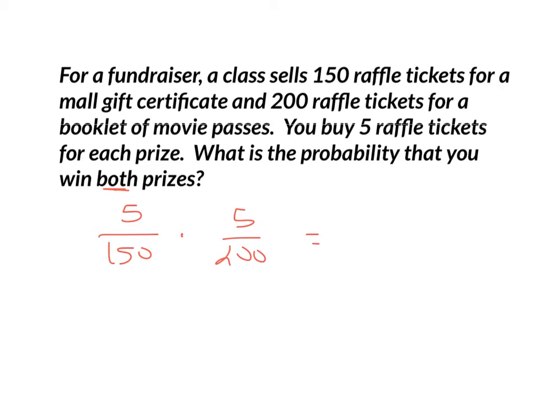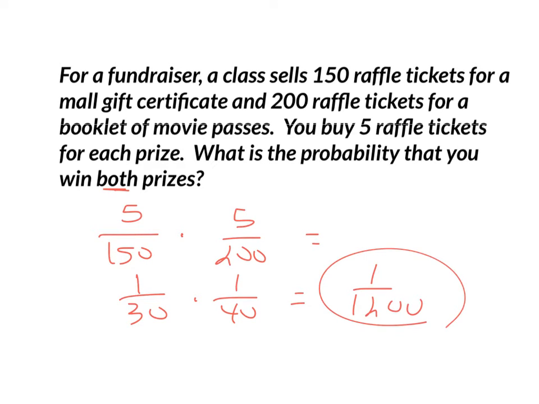And you just multiply your two probabilities together. I'm going to simplify them. That's 1 out of 30. That's 1 out of 40. So you really have 1 out of 1,200 chance of winning both, which is probably not going to happen, but you never know. Maybe it's your lucky day. All right, but that's, again, independent. You just multiply the probabilities together. Hopefully not a real big deal there.